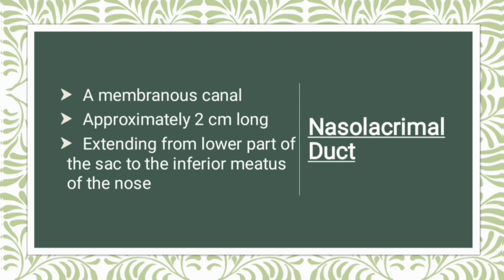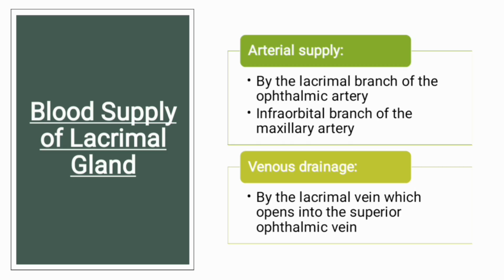and extending from the lower part of the sac to the inferior meatus of the nose. So inferior meatus is basically the nasal cavity, right? So the nasolacrimal duct is only 2 centimeter long and it extends from the lacrimal sac to the nasal cavity, right? So when the tears reach the nasolacrimal duct, it then moves to the nasal cavity and they are then drained into the nose, right?